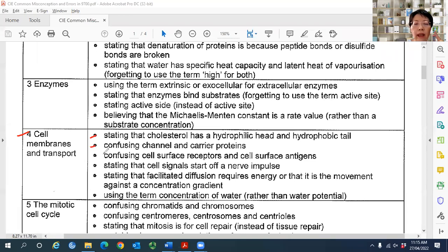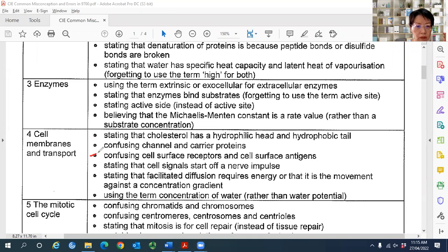Confusing channel and carrier protein. This one everyone knows already, but it's channel protein, it's carrier protein already, right? So channel protein is drawn like this one. It's a little river, it's very small. Only small ions can pass through. Carrier protein is a big bag, right? You can carry glucose, all those big molecules, okay, that are polar, right?